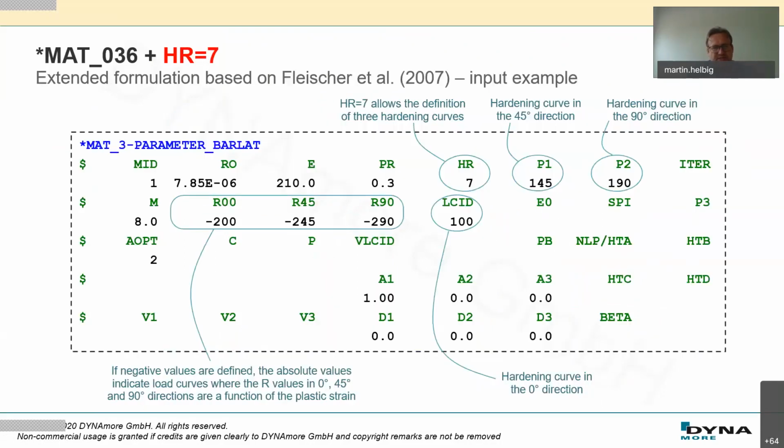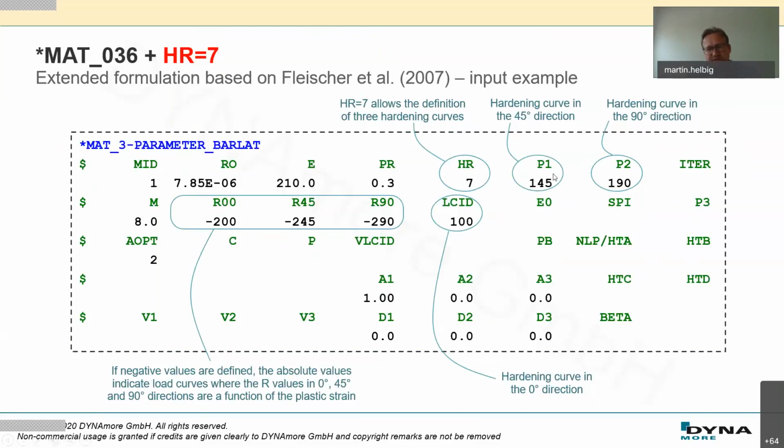So if we change a little bit, you also see we have a change here in these stress-strain curves. They had an extension of MAT 36 with HR7, done with Mr. Fleischer from BMW. HR7 means that you have hardening in the 3 directions. That means you create a hardening curve from the tensile tests in 0, 45, and 90-degree directions.